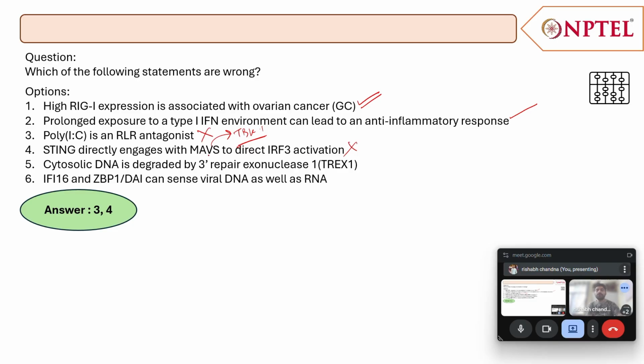Then cytoplasmic DNA is degraded by 3' repair exonuclease 1, that is TREX1. Yes, this is also correct. IFI16 and ZBP1, DAI can sense viral DNA as well as RNA. Yes, this is also correct. So the two options that are incorrect are 3 and 4. Okay. So let's move on to the next question.